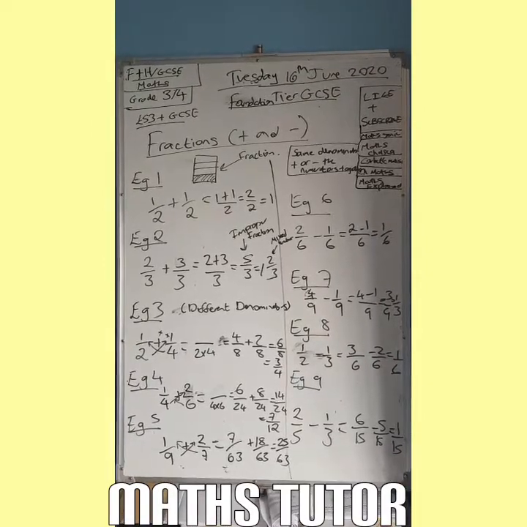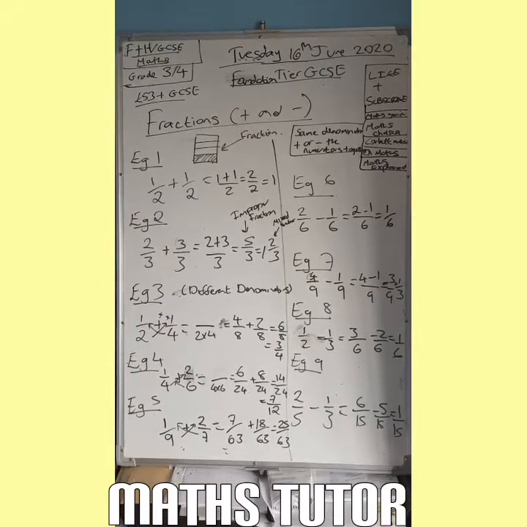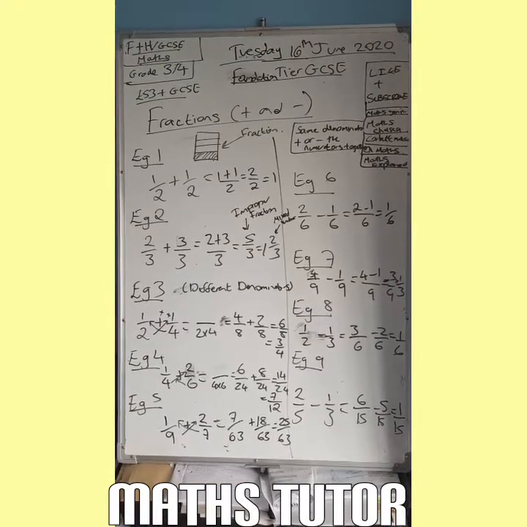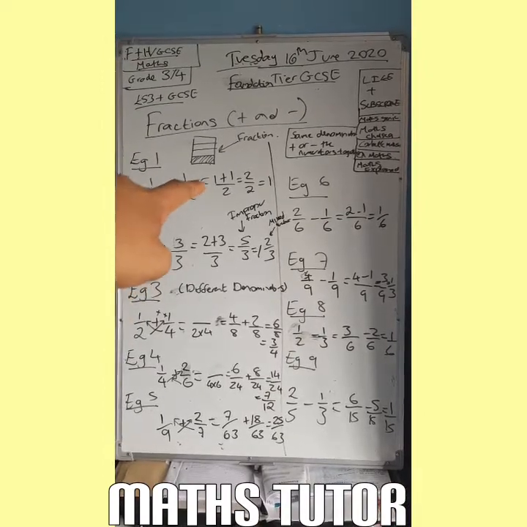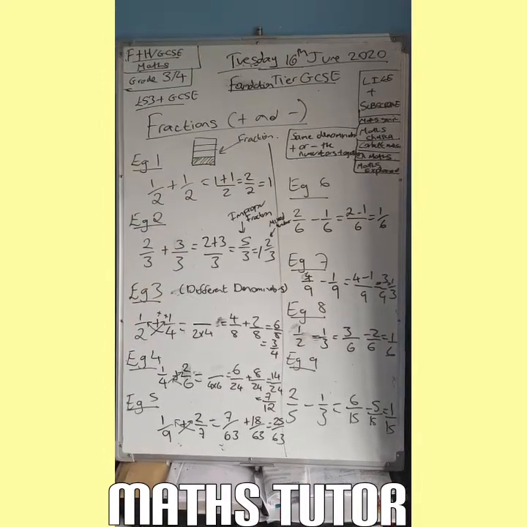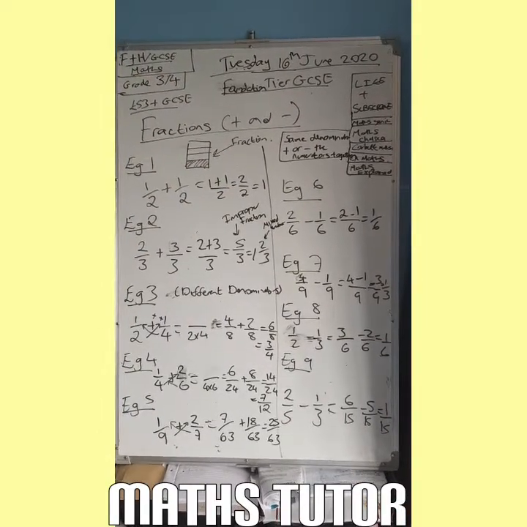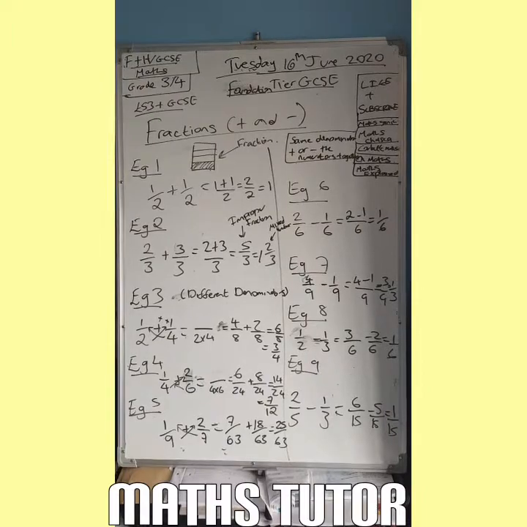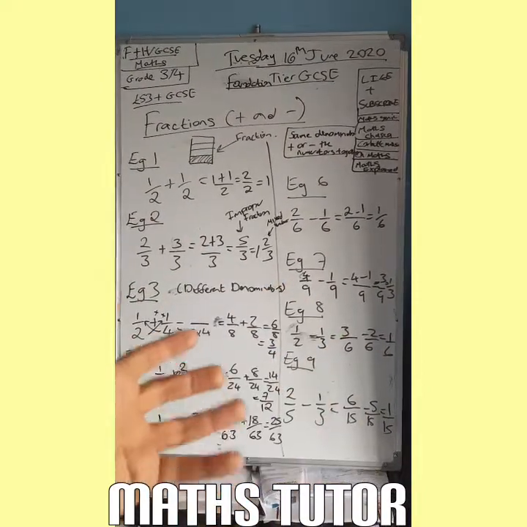Example 1. A half plus a half. It's the same denominators, so all I do is add my numerators together. So it's 1 plus 1 divided by 2, which is 2 divided by 2, which is equal to 1. So my answer is 1 whole one, which makes sense because a half plus a half gives me a whole one.